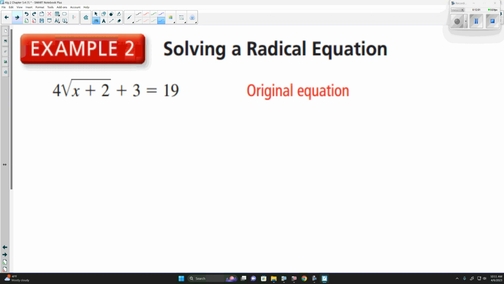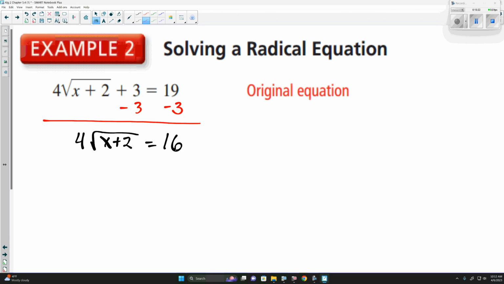I want to skip over to example 2 because I feel like we've gotten the hang of this, yes? Now looking at this here, well, is there one radical? Yes, we still just have one radical. So get it by itself. What's the first thing we can do in getting the radical by itself? We can subtract 3 from both sides, which tells us 4 times the square root of x plus 2 is equal to 16.